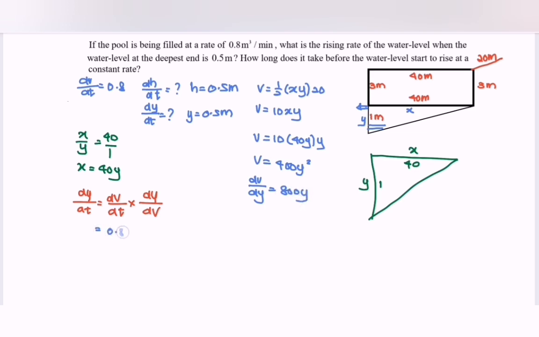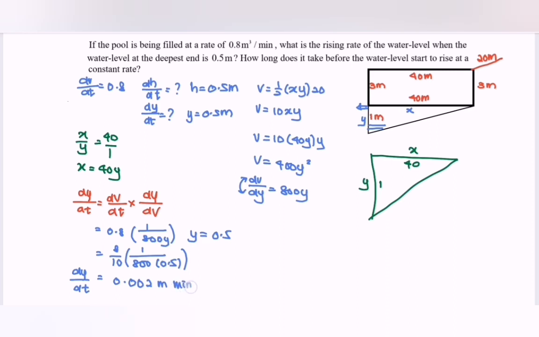Kindly substitute the situation. Here we have 0.8. Then notice that we have dy/dV, so here we have to flip the situation, and it becomes 1 over 800y. So when y equals 0.5, kindly substitute the situation. Here we have 8 over 10 multiplied with 1 over 800 multiplied with 0.5. So dy/dt will be equal to, kindly refer to the calculator, 0.002 meter per minute. So that is the rate for the y increase.